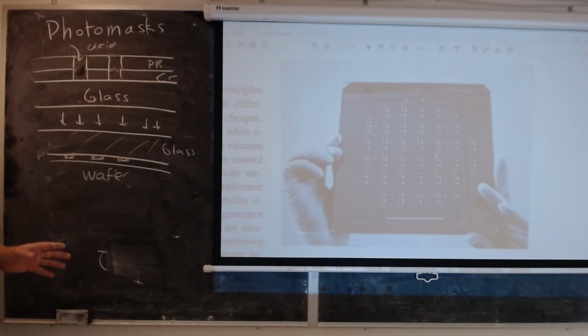Okay, that's it. We finished on e-beam lithography. We've talked about photomasks, and now we're going to next lecture get started with optical lithography. Okay, that's it. Thank you.